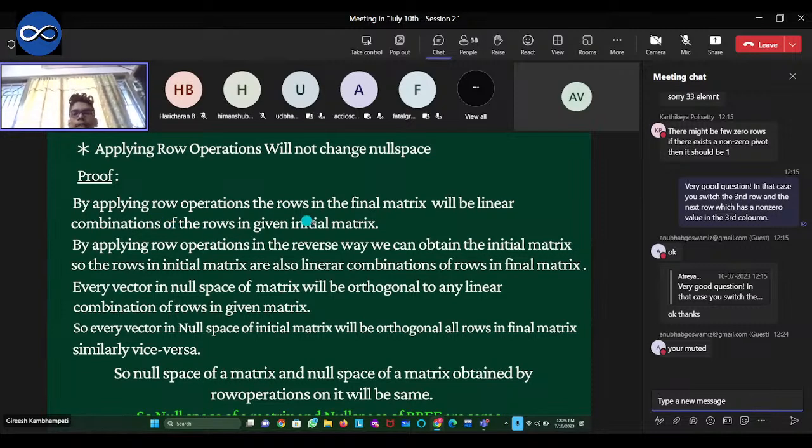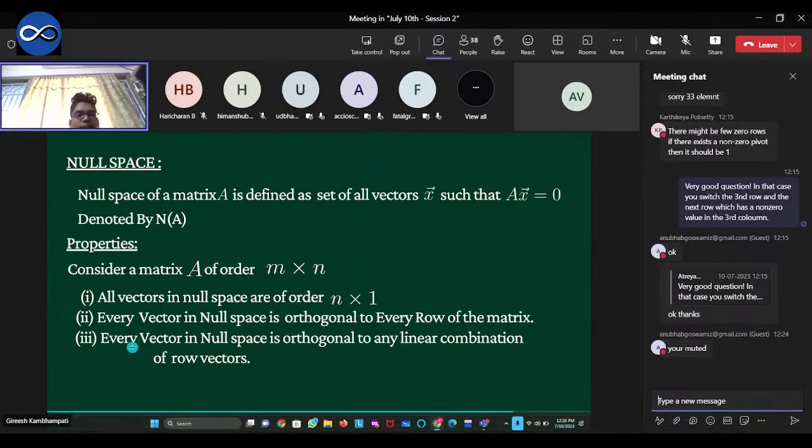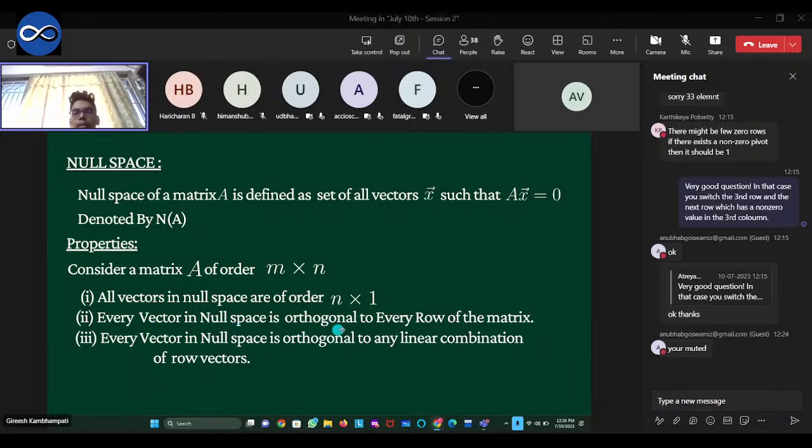By applying row operations, the null space of the matrix will not change. We will see why. Here we already said that every vector in the null space is orthogonal to every row, so it is orthogonal to linear combinations of rows. Let us consider a vector x bar in the null space which is orthogonal to R1 and R2.